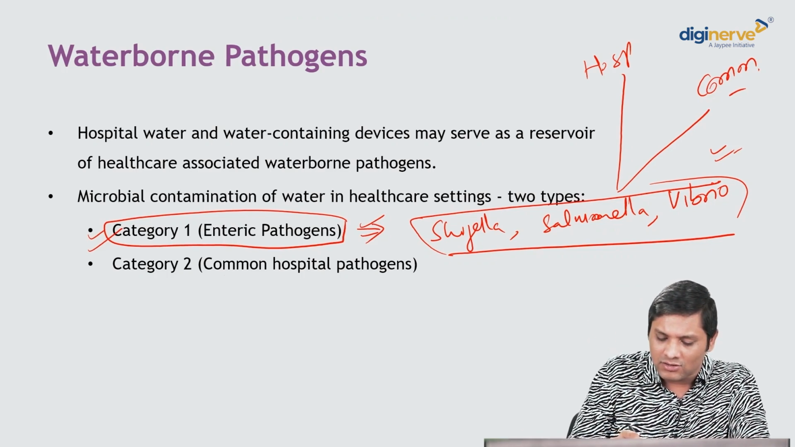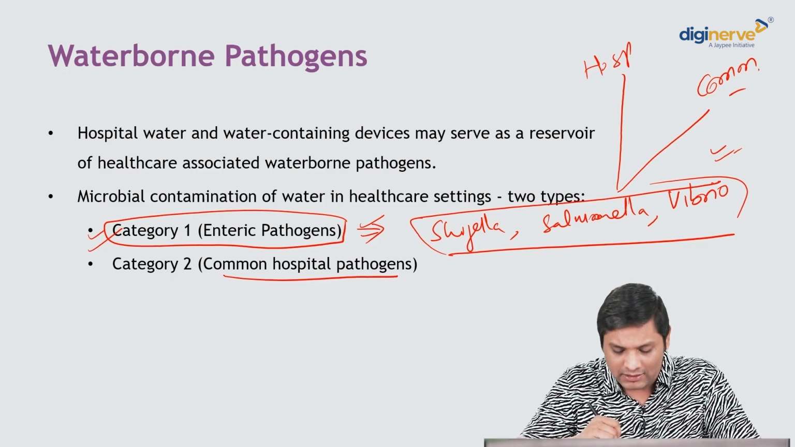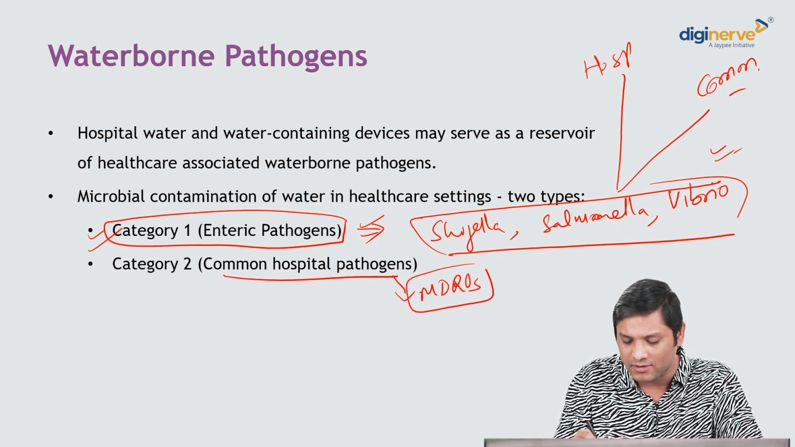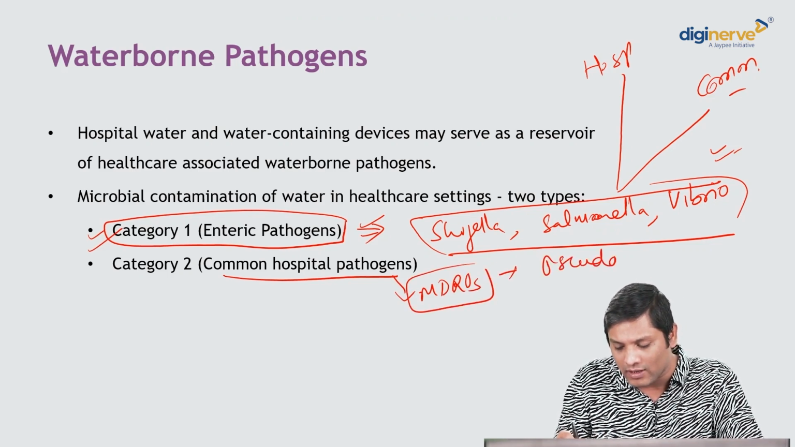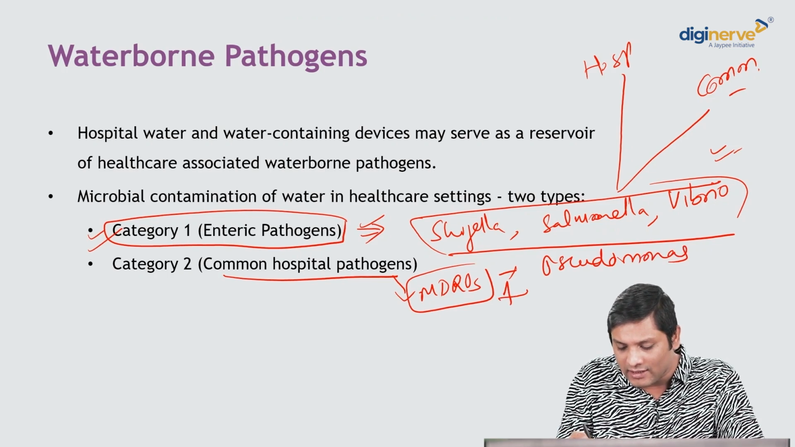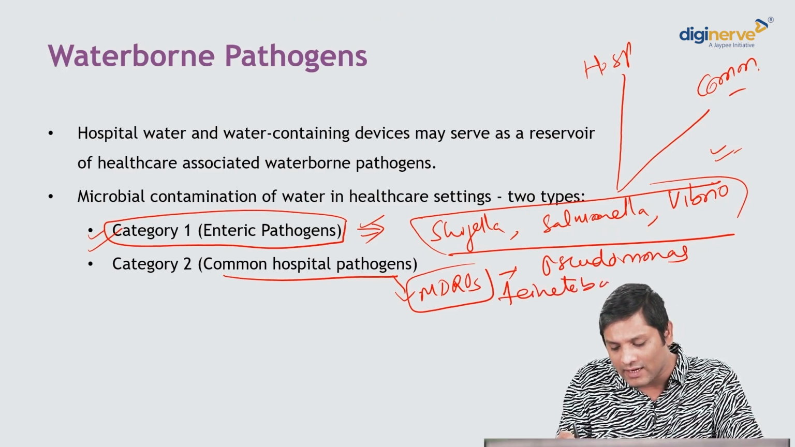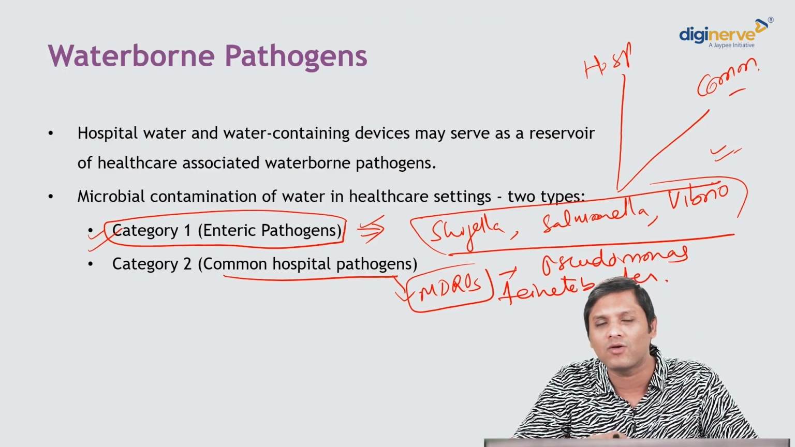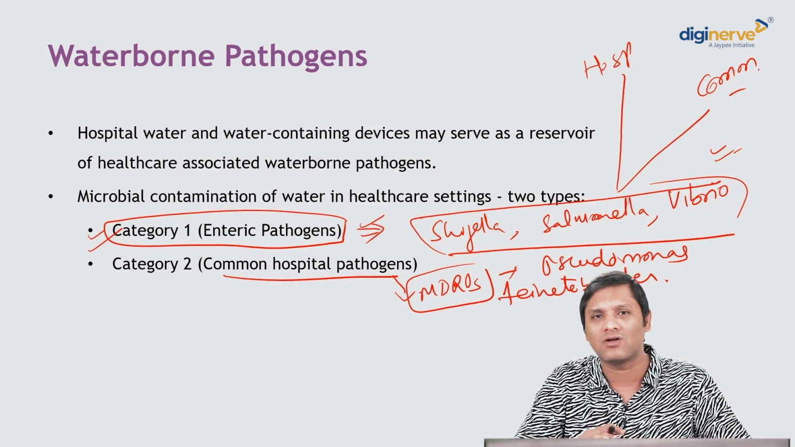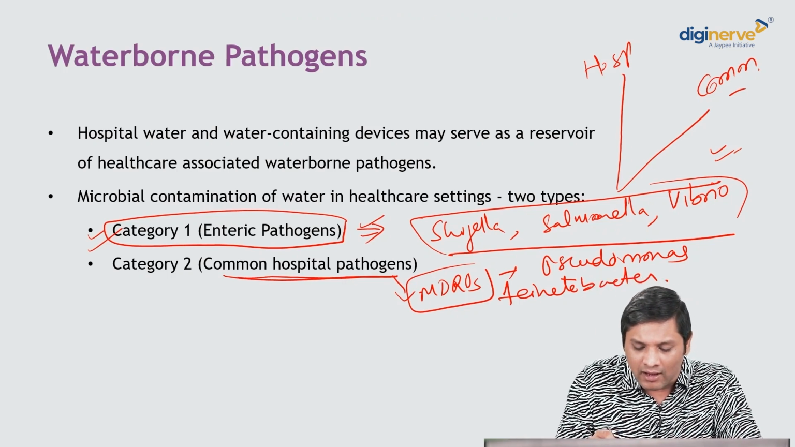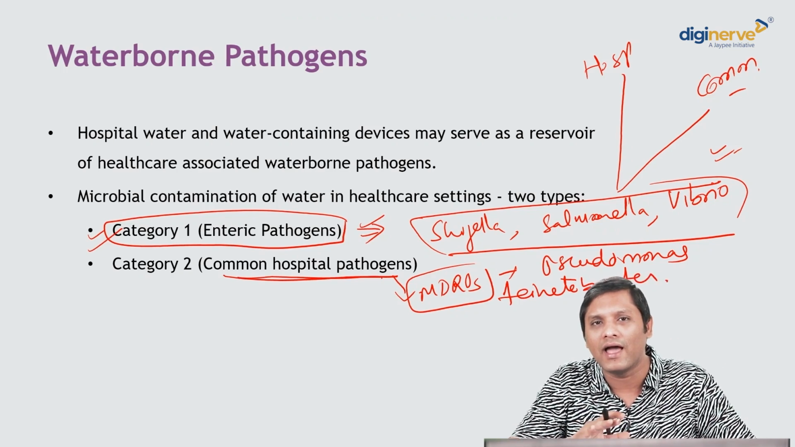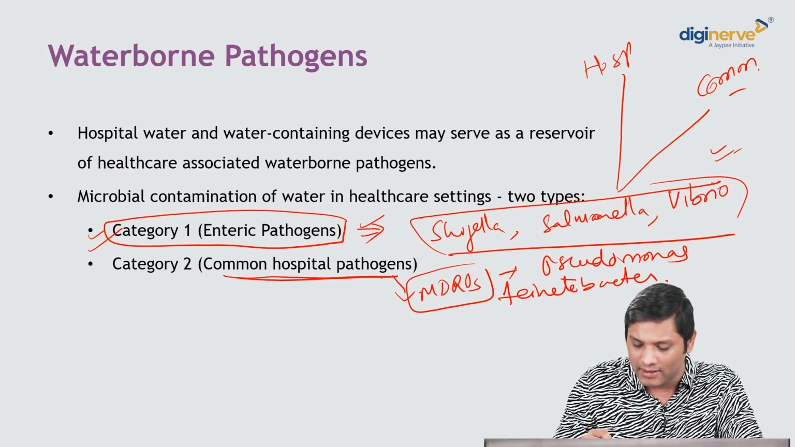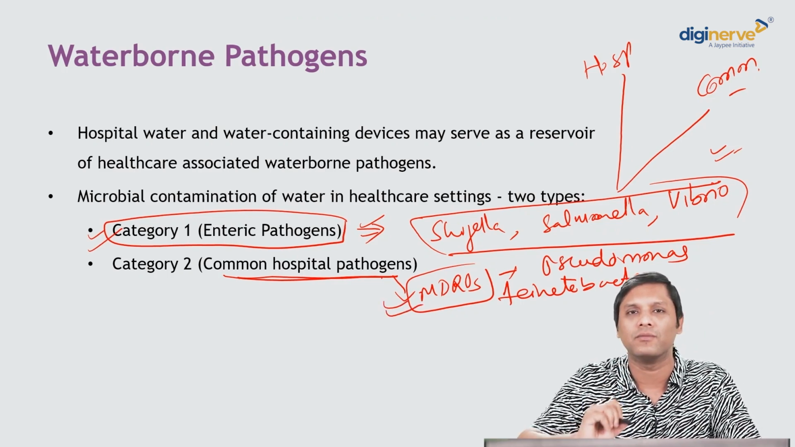Another category is called common hospital pathogens. These are the various hospital multi-drug resistant organisms. The classical examples are Pseudomonas, Acinetobacter, and also Escherichia coli, Klebsiella. So there are various hospital acquired multi-drug resistant organisms. These are exclusively present in the hospital environment. So it may happen that the hospital water supply may be contaminated with these MDROs.